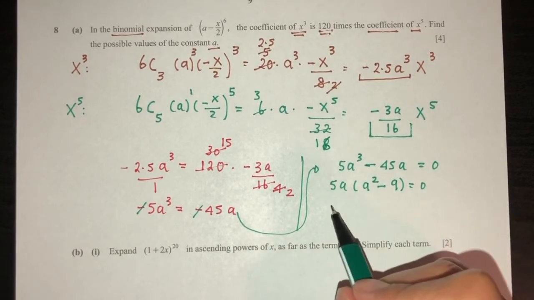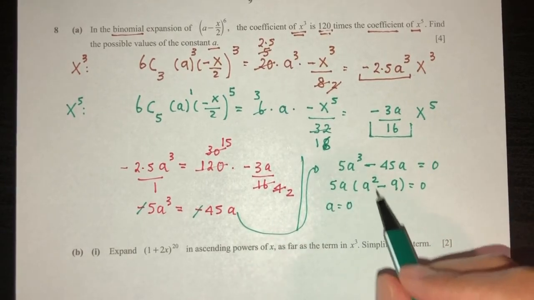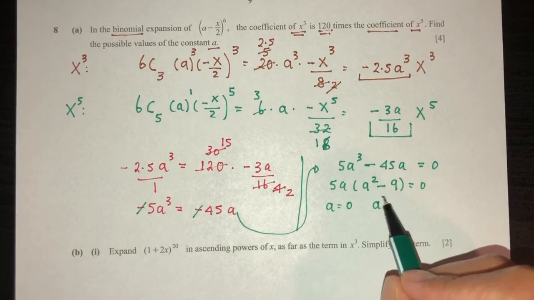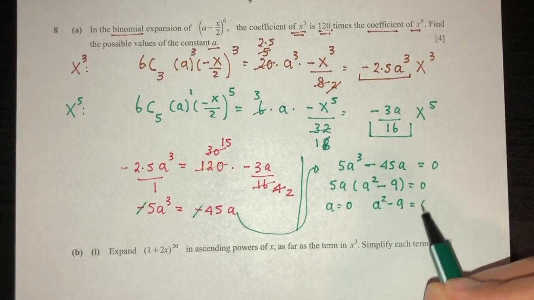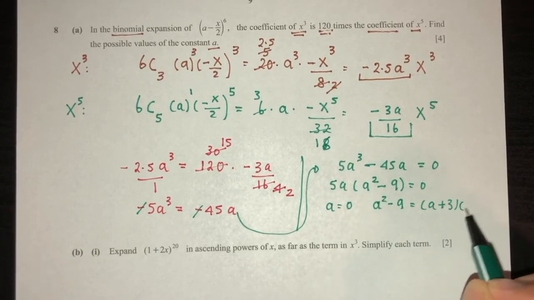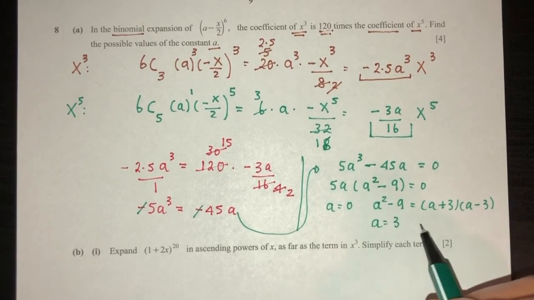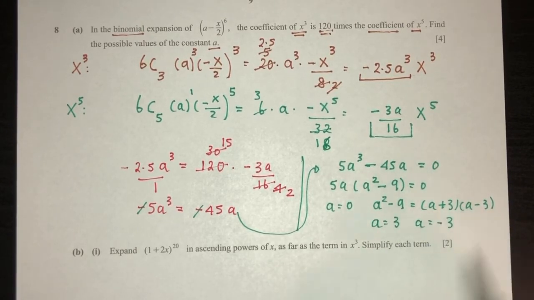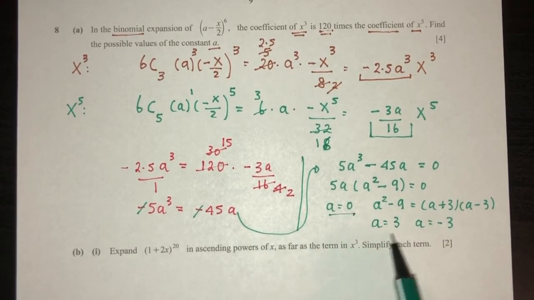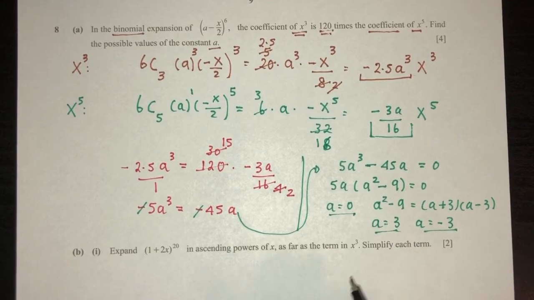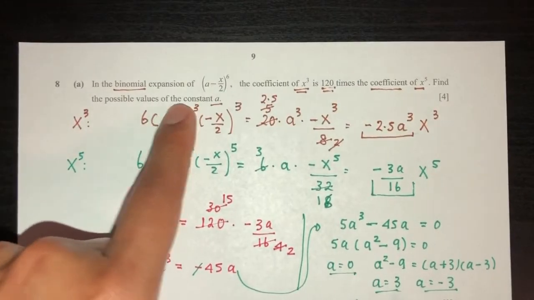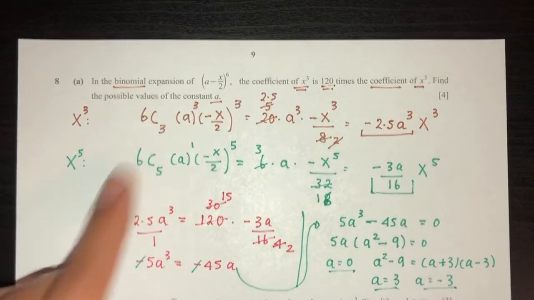So the value of a will be 0, or it can be, so we have a squared minus 9, this is also equal to a plus 3 and a minus 3. So a can be 3 or a can be minus 3. So what are the possible values of a? It can be 0, can be this or this. So that will be part 1, possible values of a.